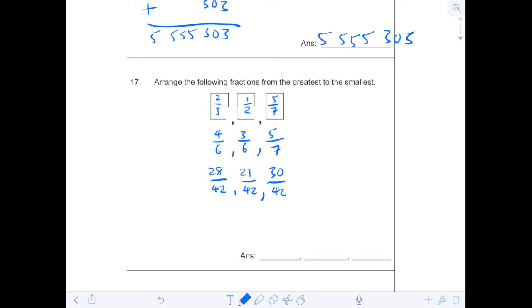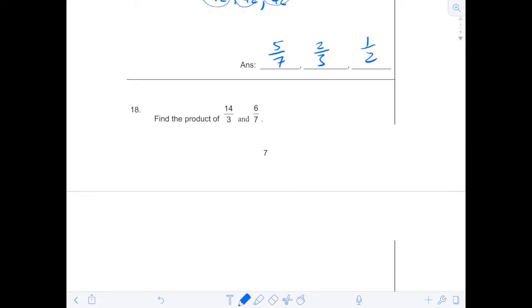Alright, in terms of ranking from greatest to smallest, the greatest has to be the biggest. Biggest, therefore, will be this one, number 1. This one will be number 2, and this one will be number 3. Of course, don't forget to write your answers according to the original fractions up there. First, second, third: I'll get 5/7, then 2/3, and last one, I'll get 1/2. Biggest to smallest.